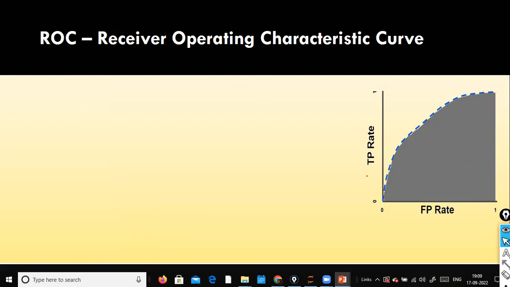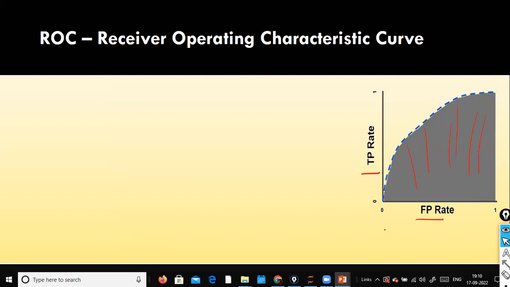In this case, the true positive rate is plotted on the y-axis and the false positive rate on the x-axis. In an interview, they'll ask you, in the case of the ROC AUC curve, what is the x-axis value and what is the y-axis value? The false positive rate and the true positive rate. Okay, the area under the curve. So this is the one.